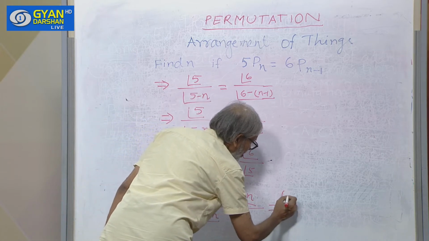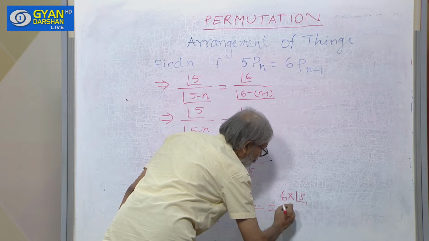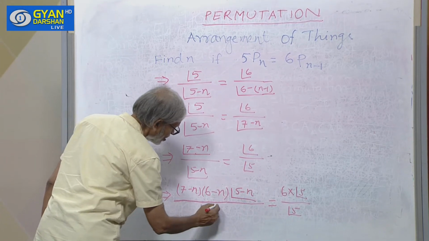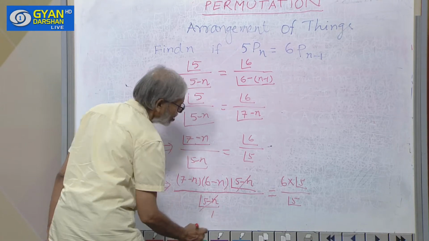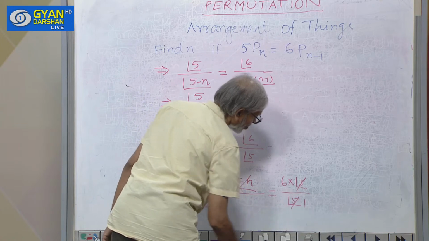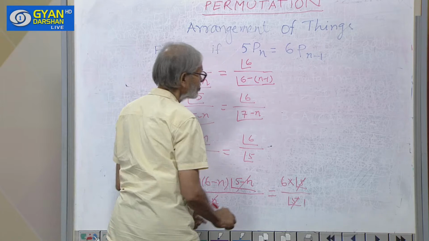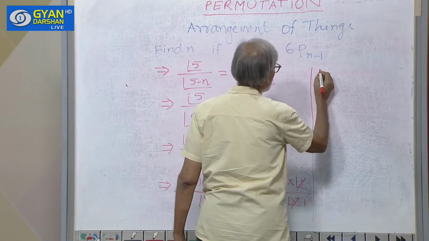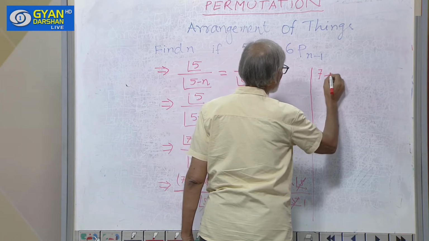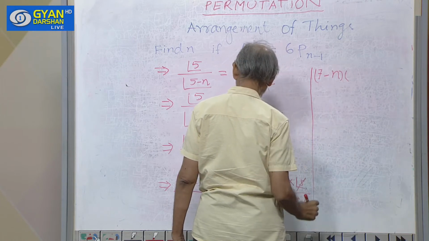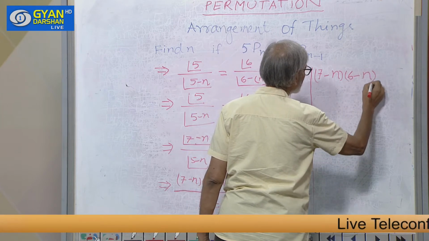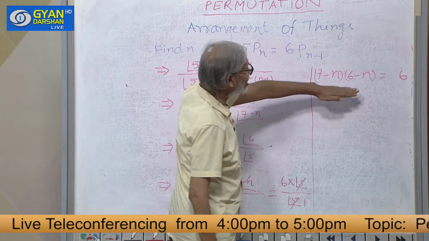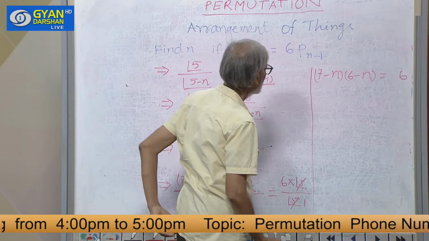It is equal to 6 into factorial 5 divided by factorial 5. Since all multiplication is there, we can cancel this here, it will become 1, and this with this here also it will become 1. So this will be 7 minus n into 6 minus n, which will be equal to 6. Now this is a simple quadratic equation we have to solve, and you can solve it easily.